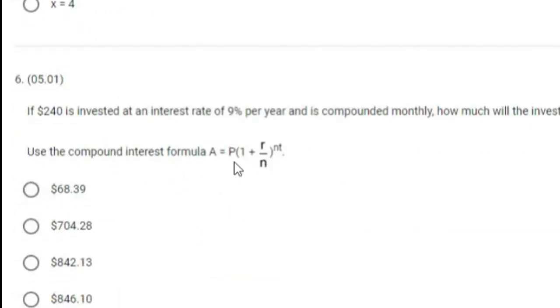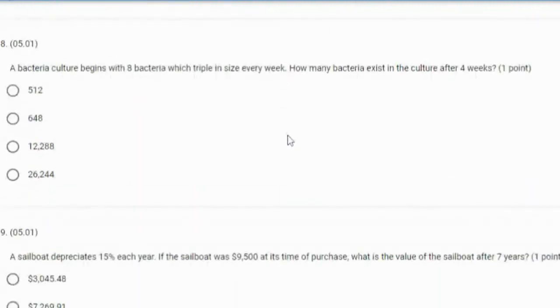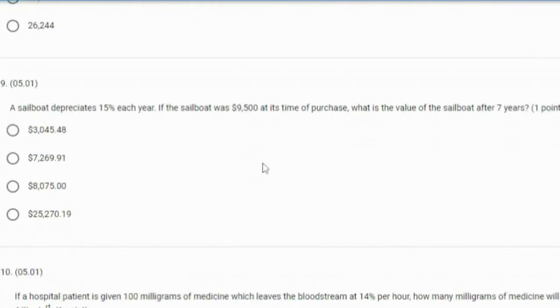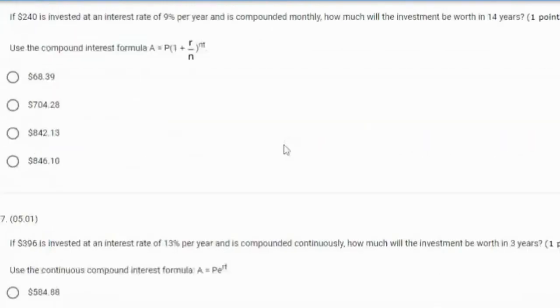Now we have the compound interest. They even gave you the formula right here. So if you didn't have it in your notes, they gave you the numbers, the 240, the 9%, and the 14 years. They give you another one here. Here's a bacteria. How much bacteria? This uses the Pert, P-E-R-T. That's the one that uses the e. Here's a depreciation. So that's the decay formula. And then here's the decay formula using the e. So there's your 10 problems.